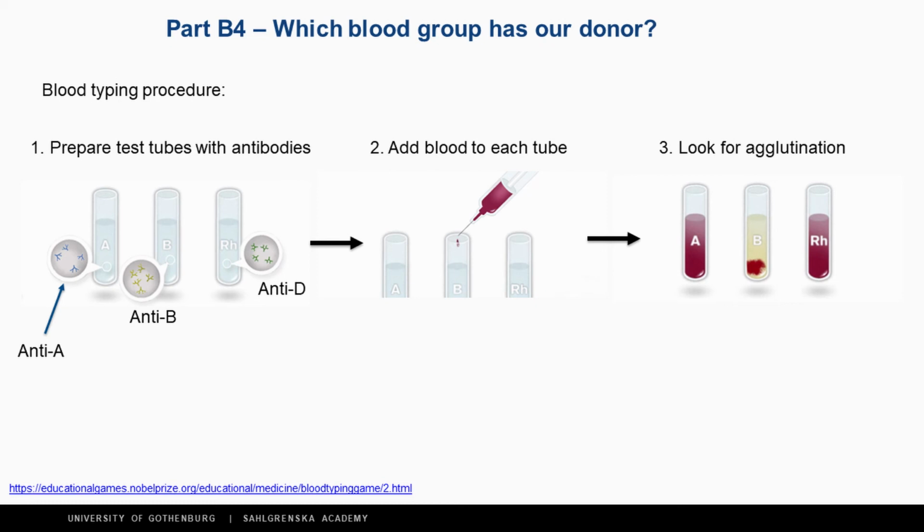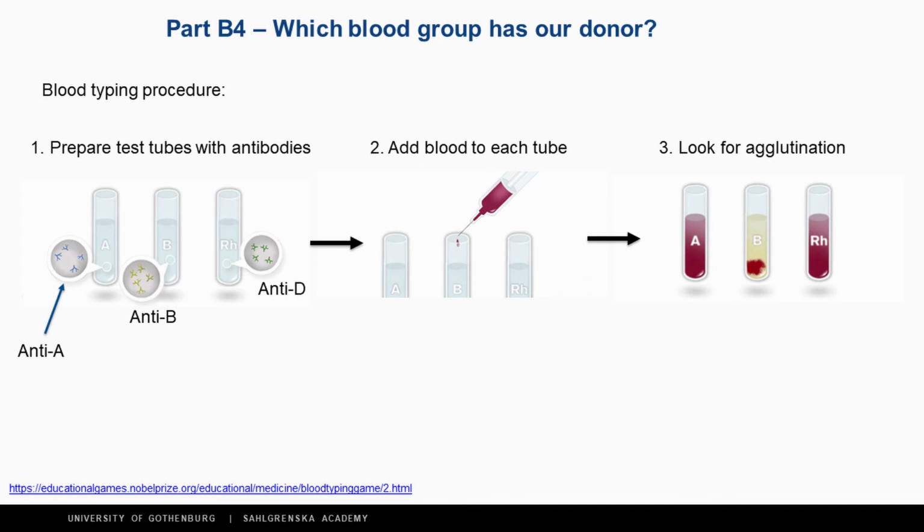In order to test the blood sample for its type, you need to prepare tubes with different antibodies and then add the blood sample to each tube. What has happened when the blood agglutinates? The blood will agglutinate if the antigens on the patient's blood cells match the antibodies in the test tube. A antibodies attach to A antigens. They match like a lock and key, and thus form a clump of red blood cells. In the same way, B antibodies attach to B antigens, and Rh antibodies to Rh antigens.